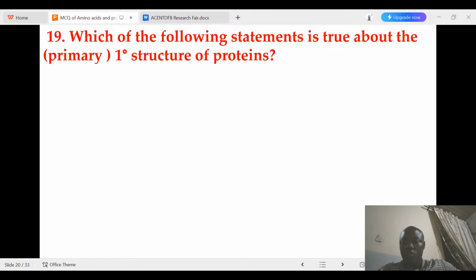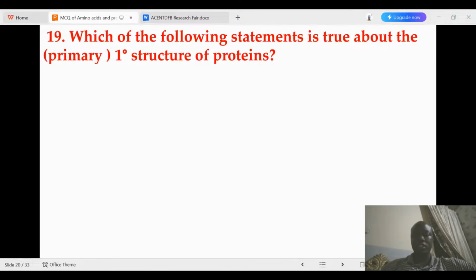Okay. Nehemiah says primary. Then apart from primary, what next? What are the other levels of protein structure? Okay, primary, secondary, tertiary, yes, and then quaternary. Excellent.